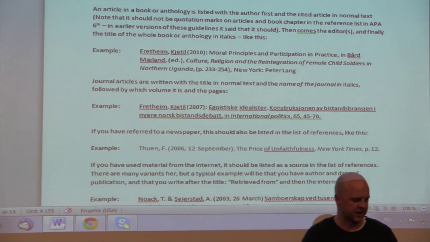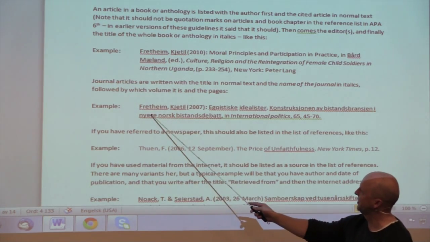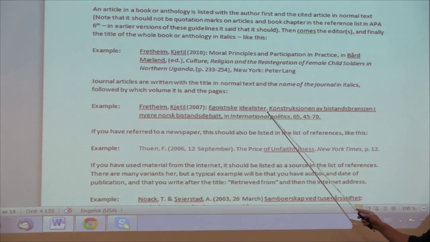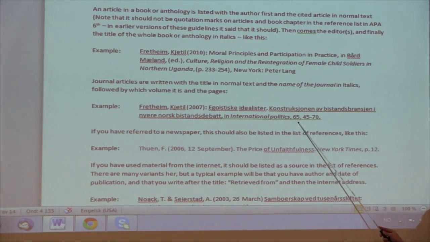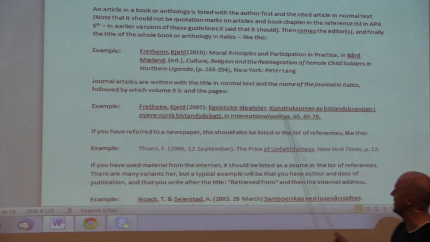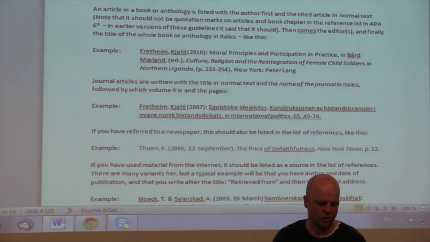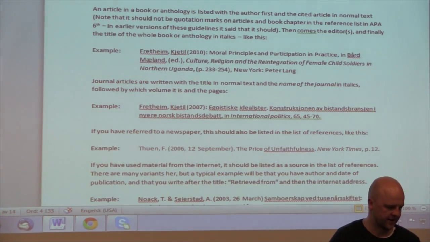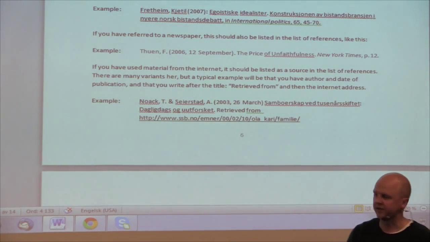If you have journal articles, they also should just be written in normal text, but the name of the journal should be in italics. So here again, Kjetil Fredheim has written this article, Egoistiske idealister, and it's in this journal, International Politics. And here is the volume, 65. This journal has then been, in 2007, going on for 65 years. So this is the volume. And these are the page numbers. Sometimes you'll also write which number, if it's number 4 that year, one will write sometimes, but at least volume and page numbers.